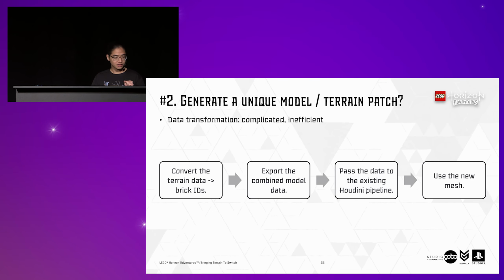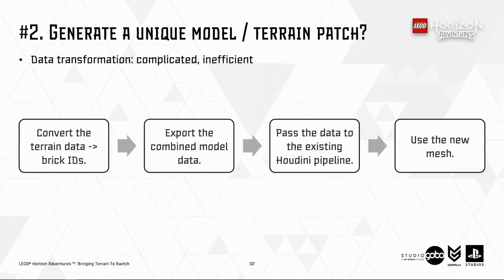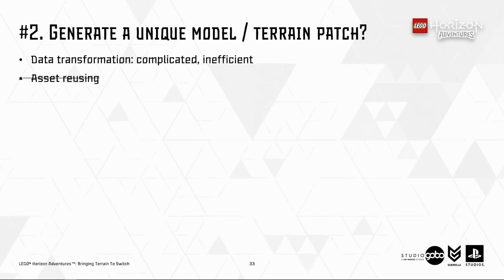So the second idea we had is to generate a unique Lego model per terrain patch. However, it would involve somewhat of a complicated data transformation process, as you can see here, and that is not very efficient. But more importantly, the sheer number of assets being added is what is going to put us off.